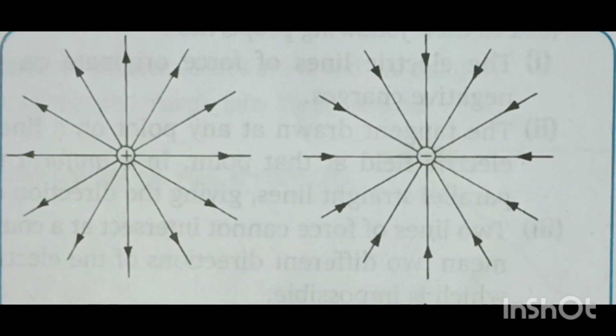So let us learn about electric lines of force. If this is a positive charge, then the direction of the electric field, that is, the electric lines of force, will be radially outwards. The lines of force are straight and they are radially outwards. If it is a negative charge, then the lines of force are again straight and are directed radially inwards towards it.